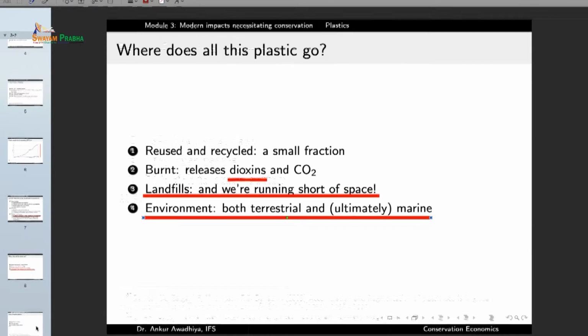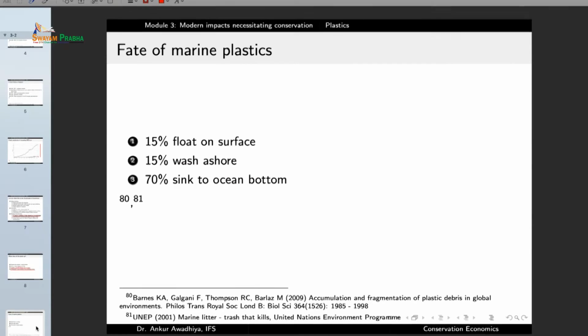once they reach the oceans and the seas. Well, 15% of these plastics float on the surface. 15% of the plastics wash to the shores, and as much as 70% of the plastics sink to the ocean bottom. So what we are observing here is that some fraction keeps on floating because it's light in weight. Some fraction is washed off to the beaches.